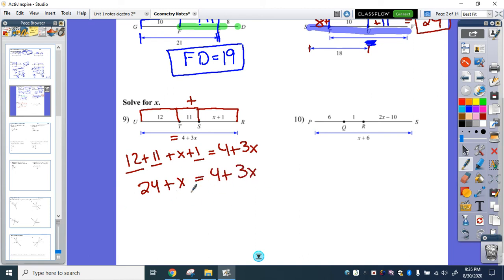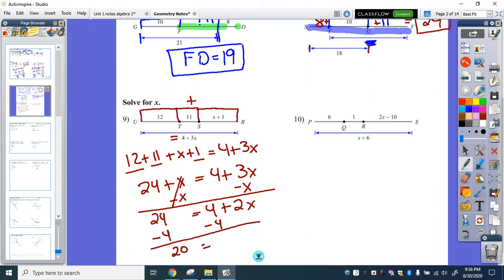Now we're to an equation that most people are comfortable solving. Subtract x from both sides. We're left with 24 equals 4 plus 2x, because 3 minus 1. Subtract the 4 from both sides. So now we're left with 20 equals 2x. Divide both sides by 2, and you're left that x equals 10.